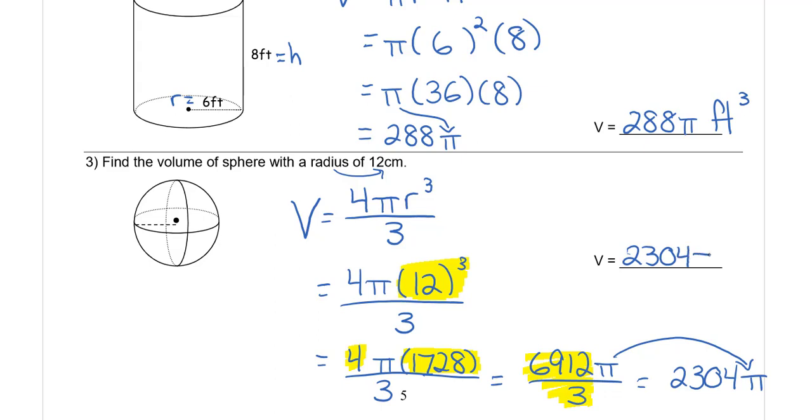2304 pi centimeters cubed. So again, if you have those formulas, we are able to find the important information, whether it's the radius, the height, the length, the width, all those values, plug them into the formula, use our calculator to help us do some multiplication, and we have the volume of a solid.